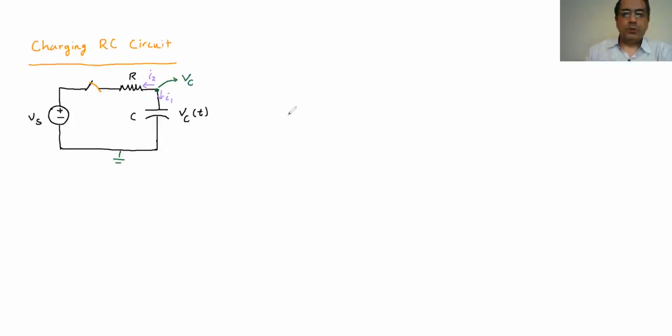So if we write the node voltage method here, starting from the top node, if I write the KCL at the top node, I know that the sigma I should become 0. Therefore I1 plus I2 should be 0.